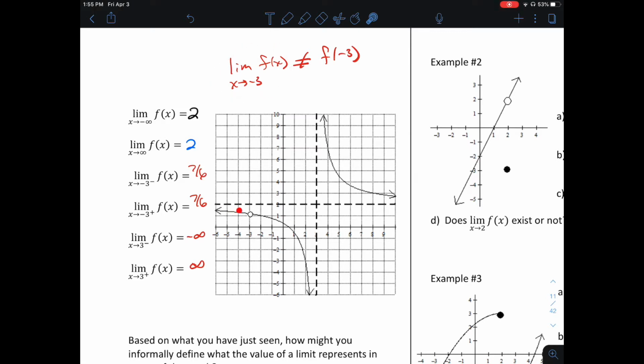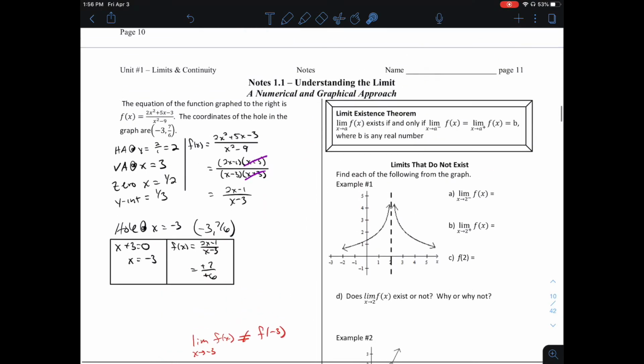What is the limit of f of x as x approaches negative 3 from the left and from the right? Well, it's approaching the same number of 7/6. This does exist. So I just want to make a point, once again, this is what y is approaching. This is what y is equal to. Could these be the same numbers? Yes, they could, but they don't have to.